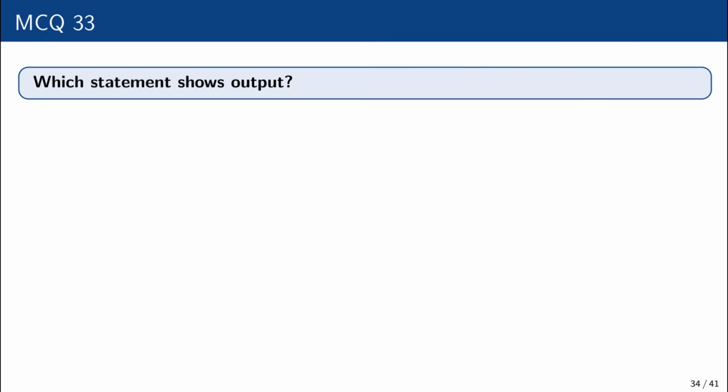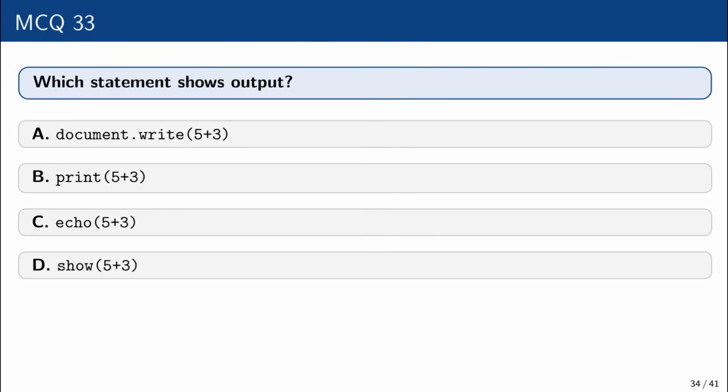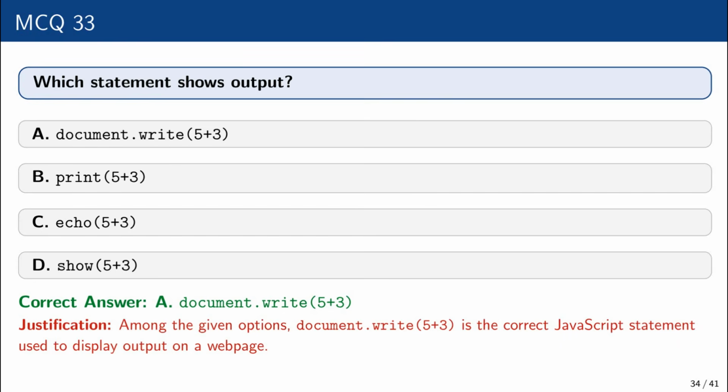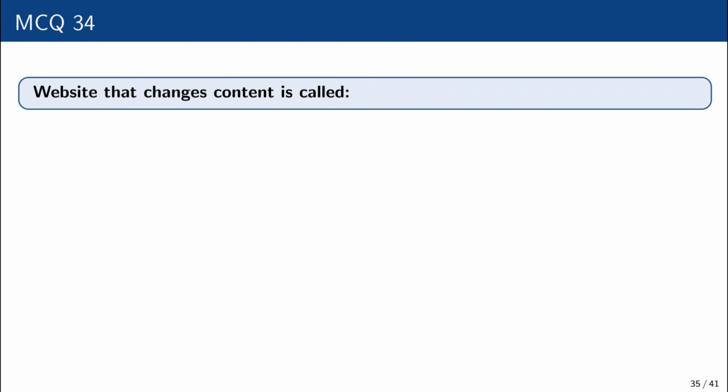Which statement shows output? Document.write 5 plus 3, print 5 plus 3, echo 5 plus 3, show 5 plus 3. Document.write function will display the output, maybe in double quotation, maybe in expression. In this case, it will show 8. Among the given options, document.write 5 plus 3 is the correct JavaScript statement used to display output on a web page.